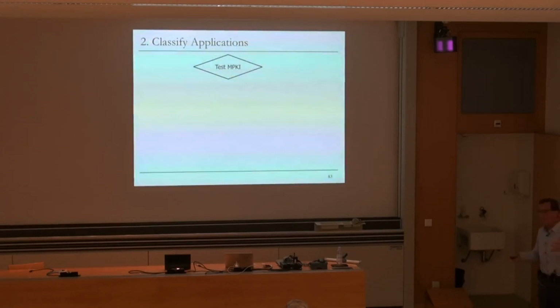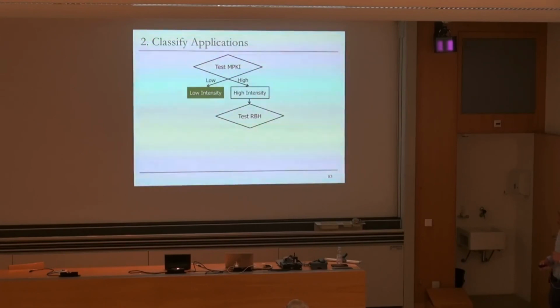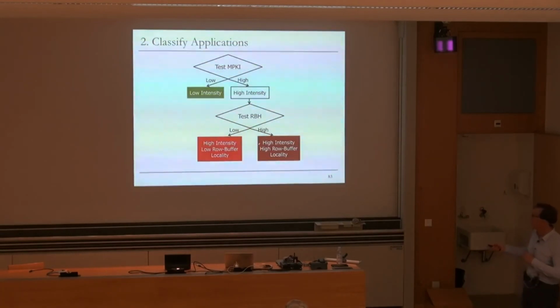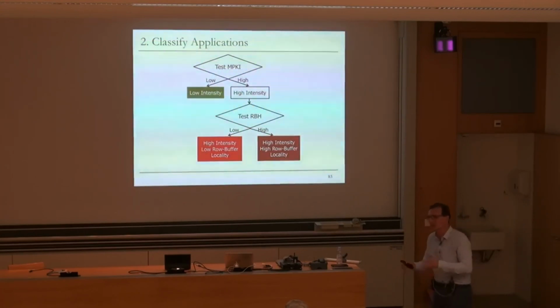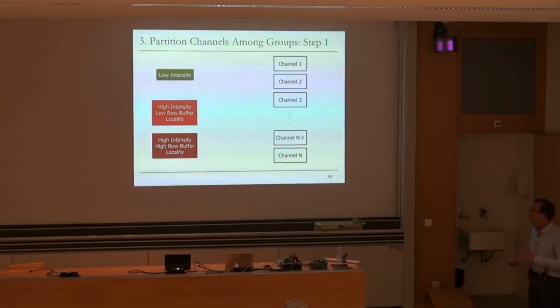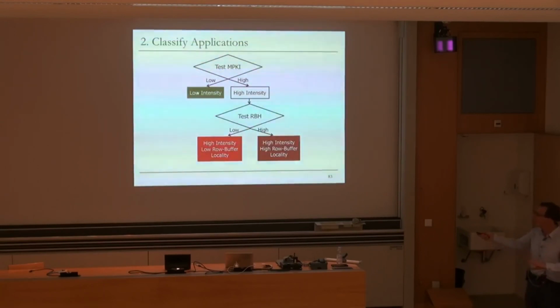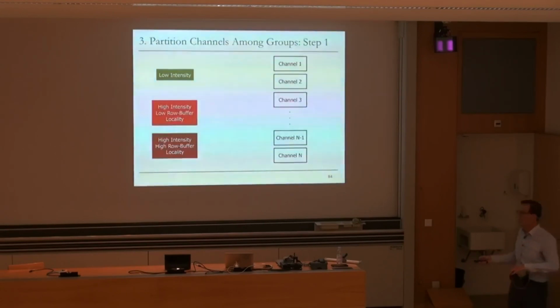And then the next step, the second step, is classification. This is one classification mechanism in the paper. You test the memory intensity first. It could be low intensity or high intensity. For high intensity applications, you test the row buffer locality, low row buffer locality or high row buffer locality. So the applications are classified into three groups. If it's low intensity, we don't care about high or low row buffer locality, because it's going to inject very few requests anyways. And then the next step, the third step, now we've classified. Every application is classified into these three categories: green, red, or dark red.